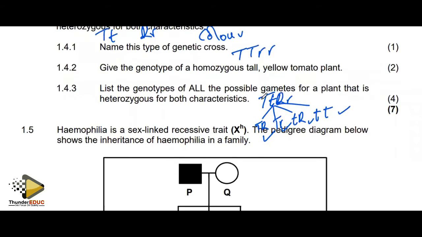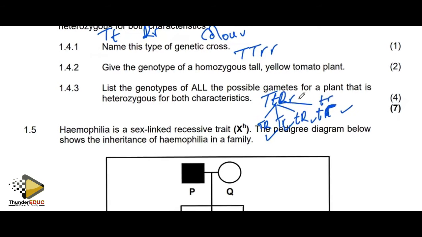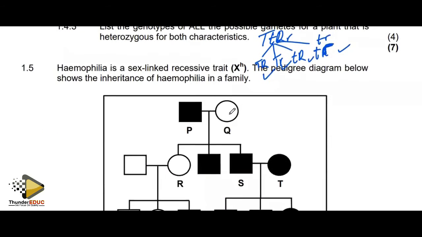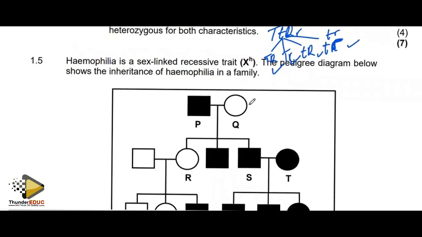So we have this must go with these 2, and this must go with these 2. So this capital T with capital R, then capital T with small r, then small t with capital R, then small t, small r, small t, small r. Yes. So basically that is it.